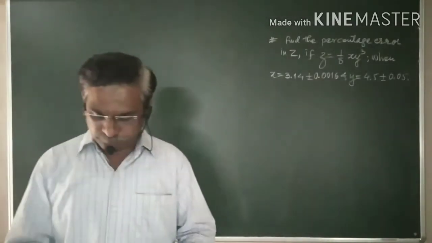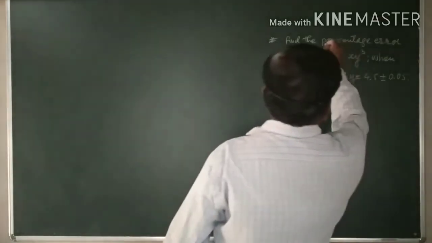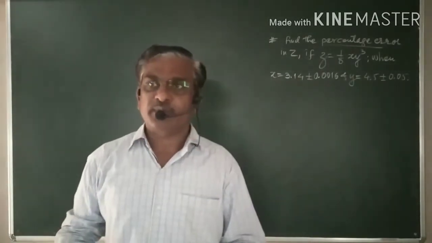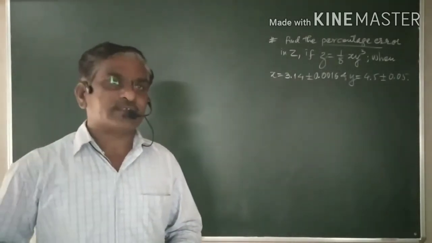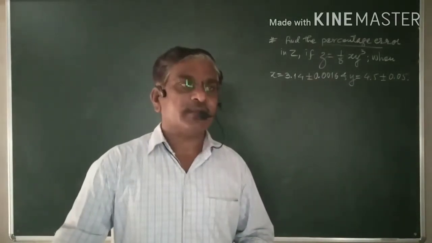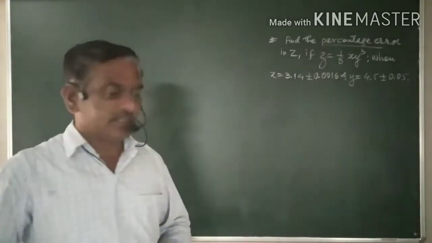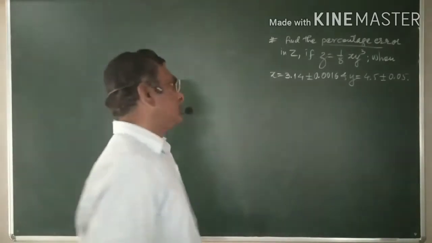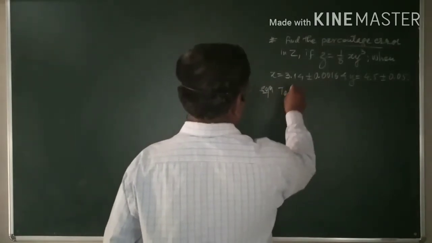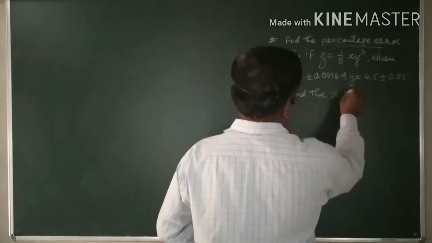Well, what is the question? The question is to find the percentage error. Okay, and we know how to find the percentage error. To find the percentage error, we need to first of all find the absolute error and then the relative error. After knowing the absolute error and relative error, one can find the percentage error. Okay. Therefore, let us go for the solution of this one to find the percentage error.